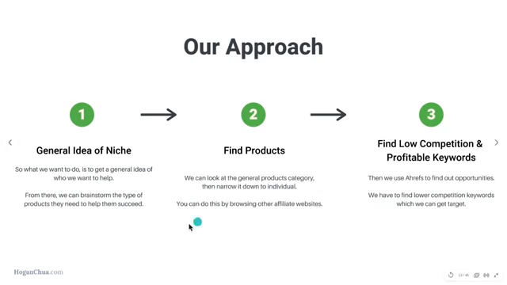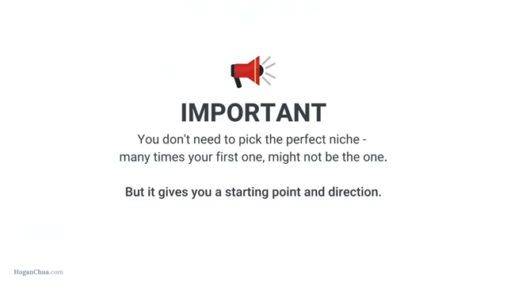So how we're going to approach it is that we need to find the general idea of the niche that we want to get into. Then we can find the products, and then we can find the low competition and profitable keywords to target for our website's content. It's really important to understand that you don't need to pick the perfect niche, because a lot of times your first one might not be the one, right? But what we need is just a starting point and a direction of our niche so that we can find the right products and things like that.